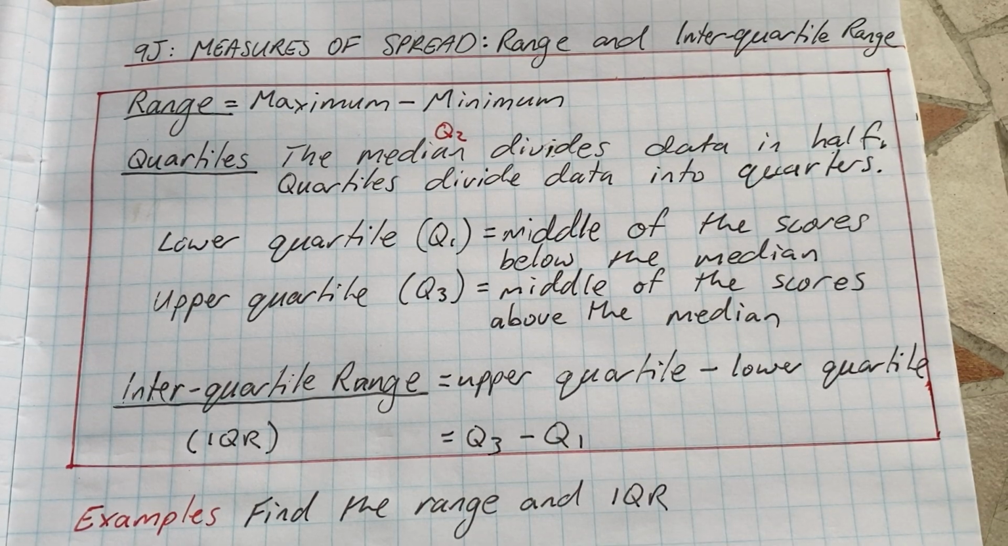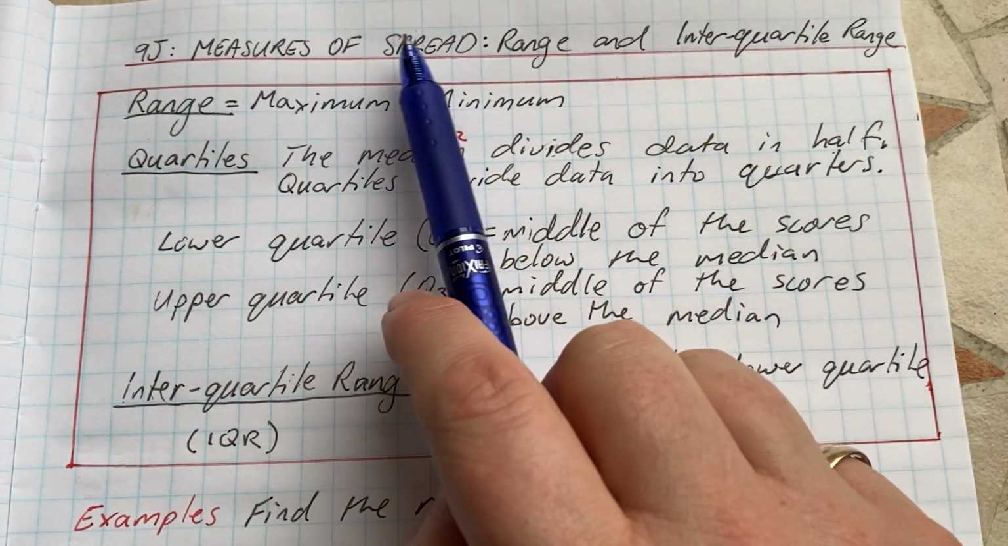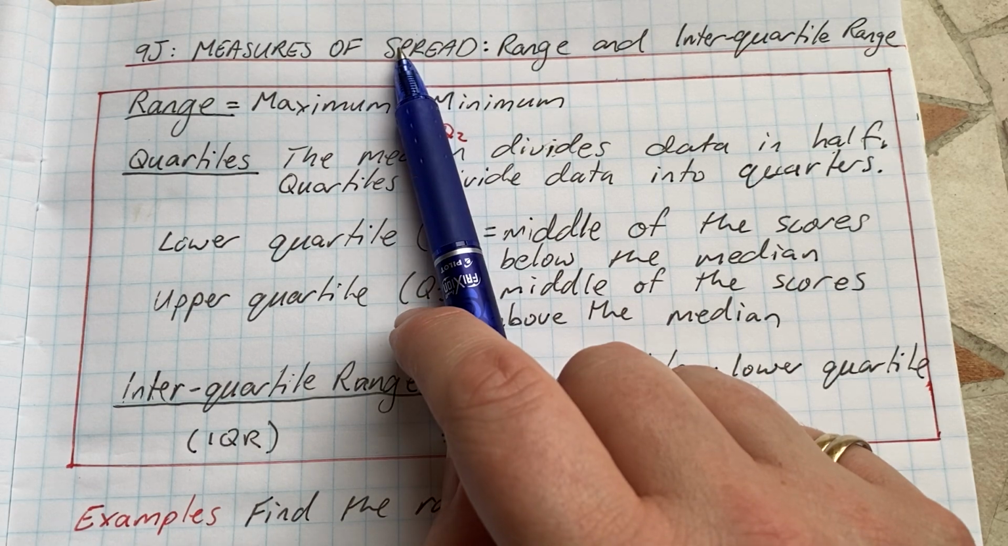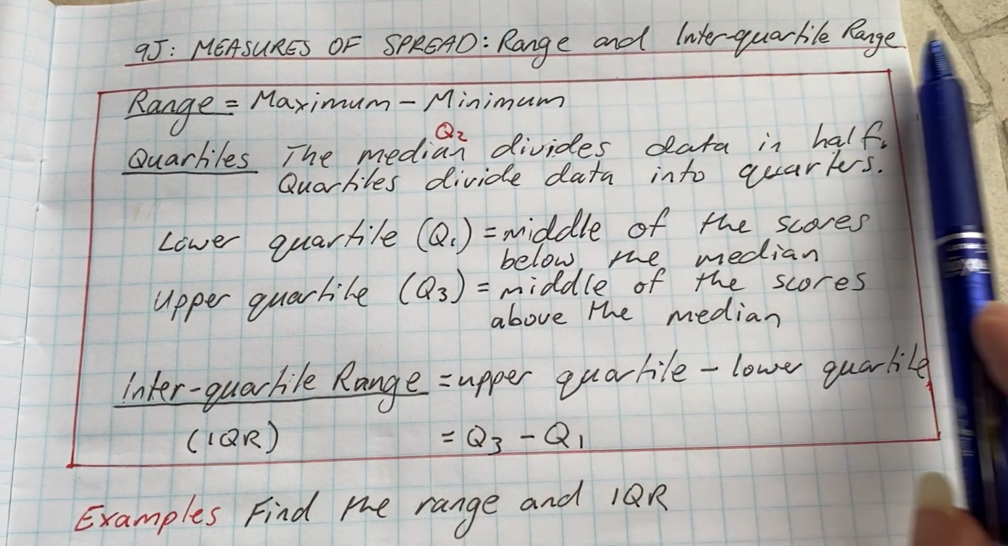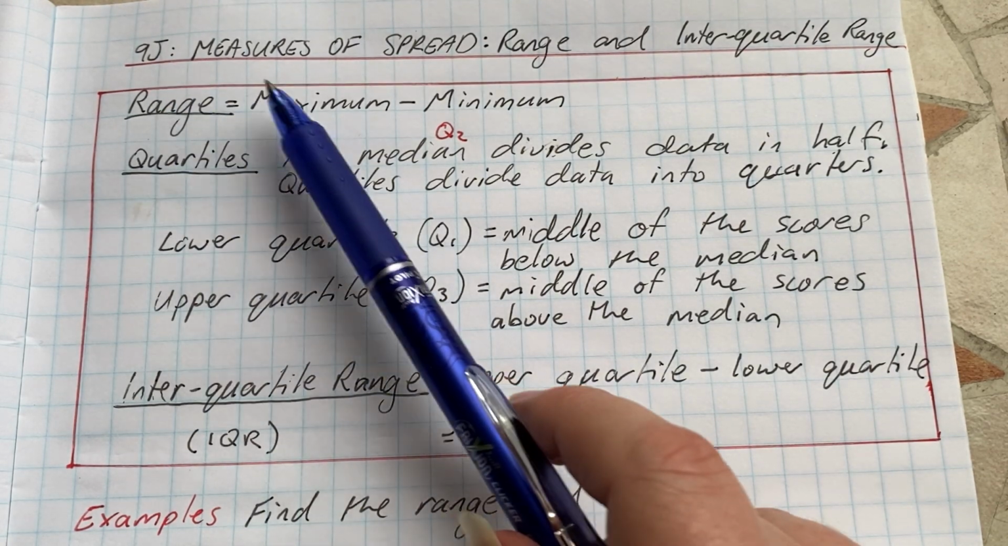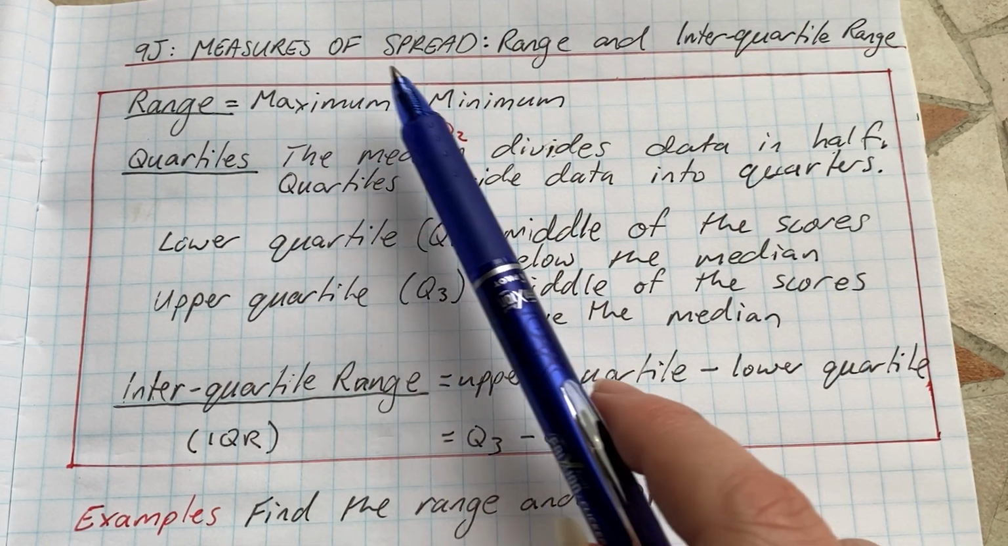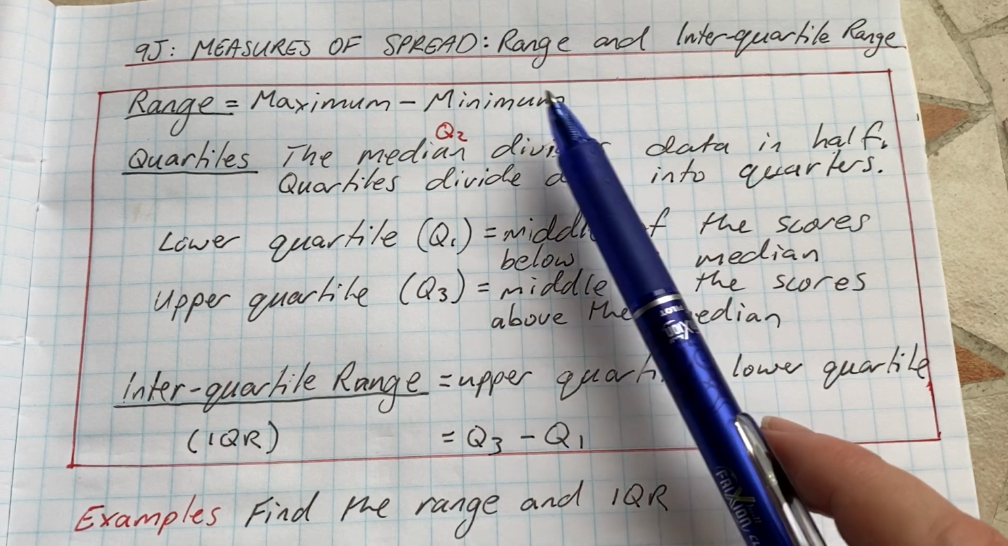Exercise 9J is about measures of spread. That's a measure that tells us how spread out the data is. So two measures of spread we're going to learn are the range and the interquartile range. So the range is just the highest score, the maximum, minus the lowest score, the minimum.